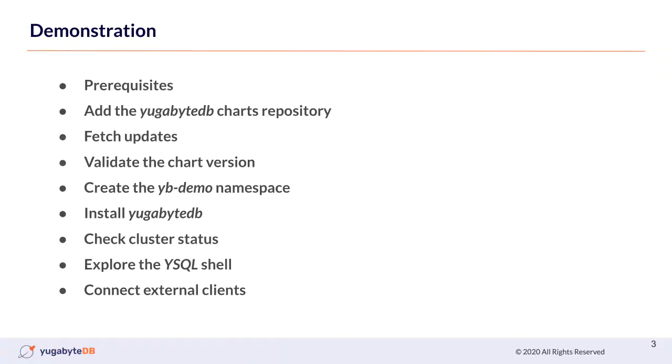Now, for the purposes of this demonstration, here's what we're going to walk through. First, we'll do a quick review of the prerequisites. Then we'll add the YugabyteDB charts repository. We'll fetch the updates, validate the chart version. Then we'll create our namespace, install YugabyteDB, check the cluster status, and then we'll show you how to explore YugabyteDB using the YSQL shell, as well as where to go retrieve the pertinent information that you might need if you want to connect some external clients and/or tools.